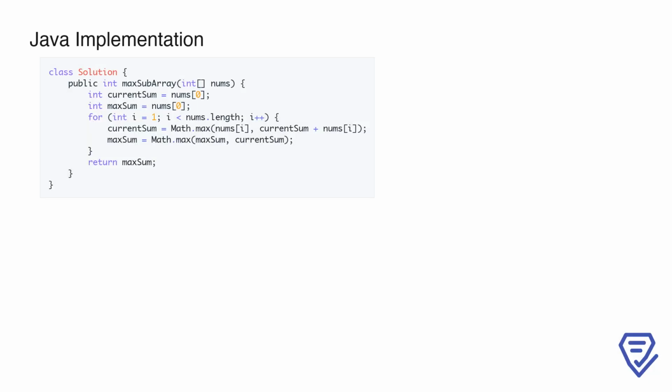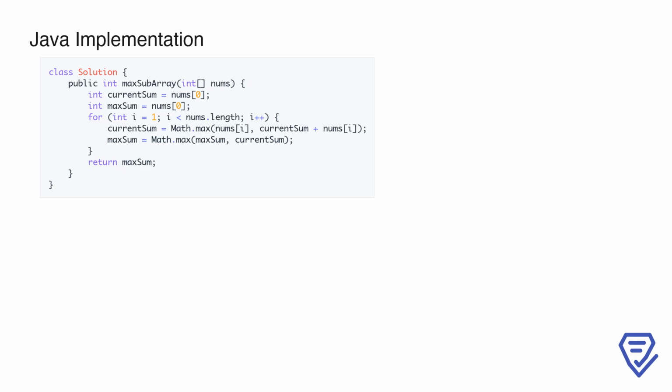Now let's review the equivalent Java implementation for LeetCode problem number 53. The logic is the same as our Python solution. We define a solution class with a public max_subarray method. CurrentSum and maxSum are both initialized to the first element of the input array.